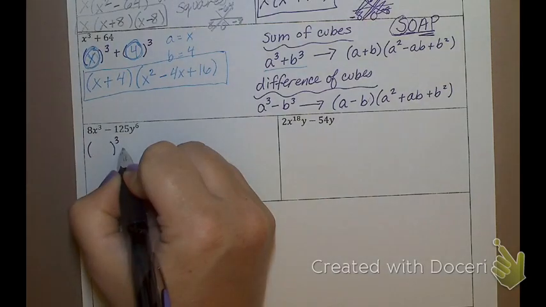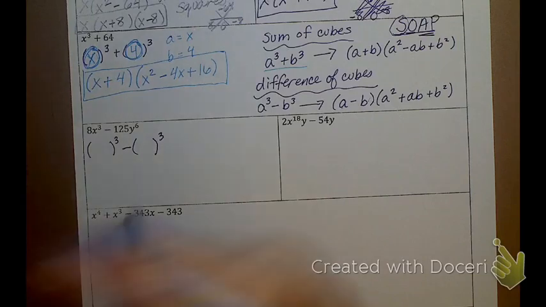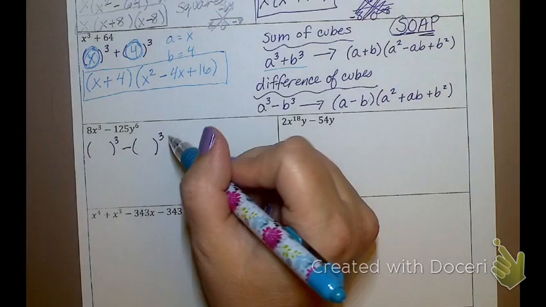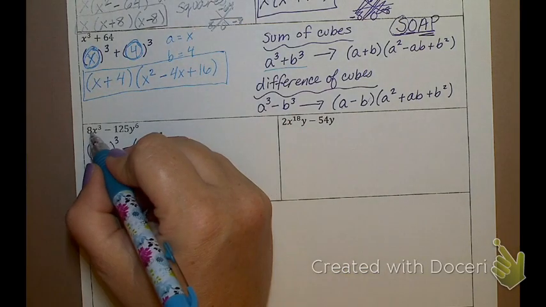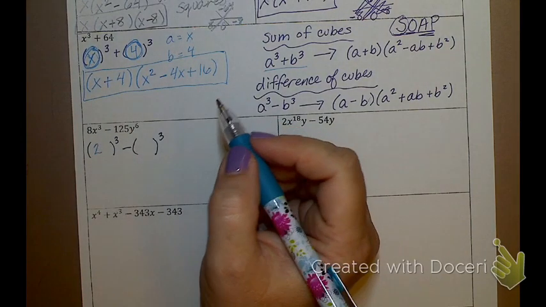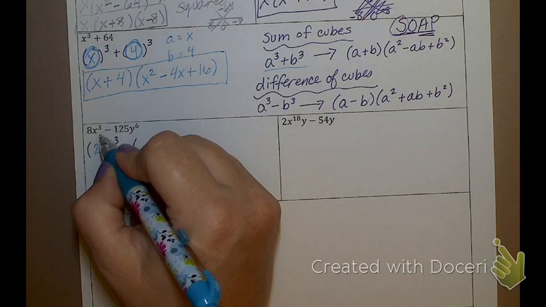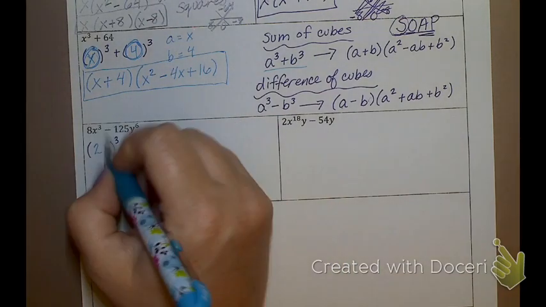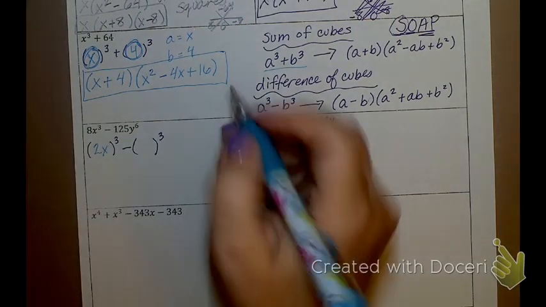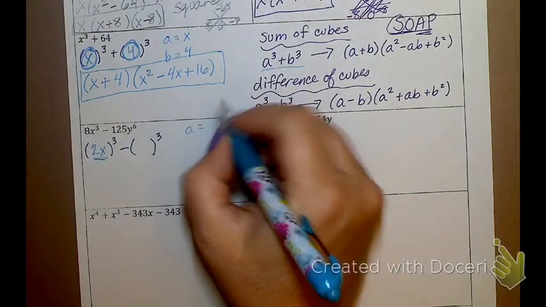So, this is in the form of something to the third. This time it's minus something to the third. So I've got to figure out what those two somethings are. What is it that to the third power gets me 8? Okay, let me rephrase that question to get the rest of it. What is it that to the third power gets me 8x cubed? 2x. So when I use my formula, wherever there's an a, I'm going to plug in 2x.